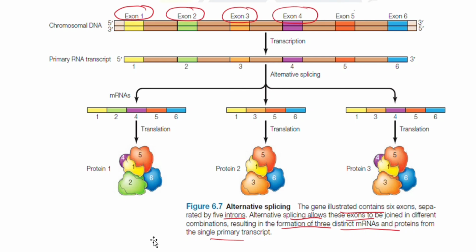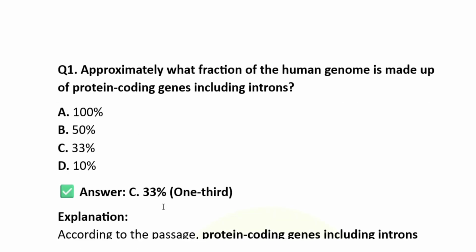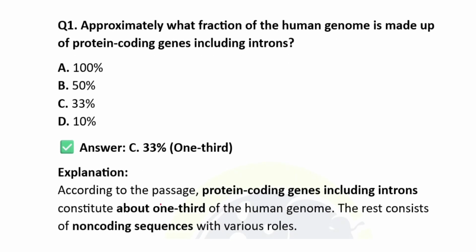Now back to the next question. Approximately what fraction of the human genome is made up of protein coding genes including introns? It is about 33%, one third. Approximately 33% is protein coding genes, which also includes the introns, out of all the human genome we have. So it is about one third of the whole human genome. The rest of it is non-coding sequences with different roles.